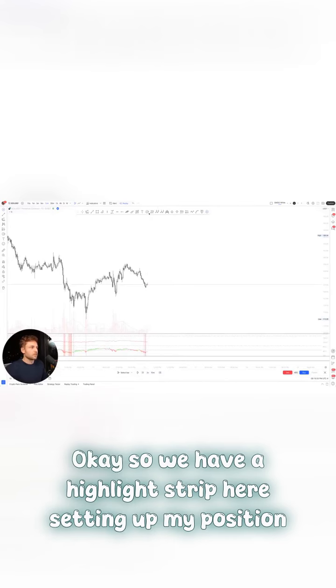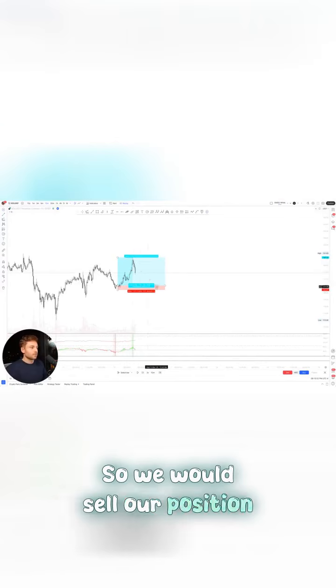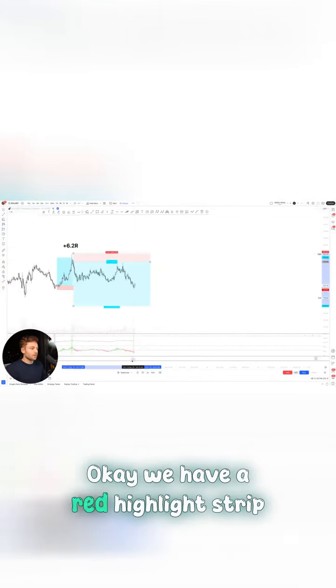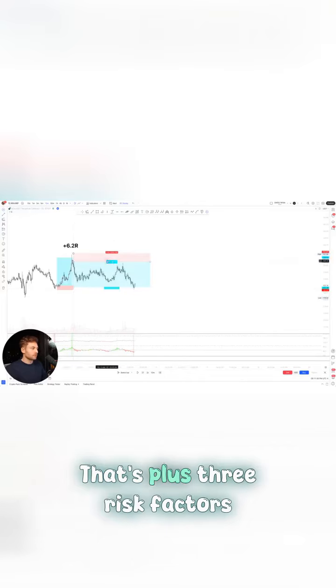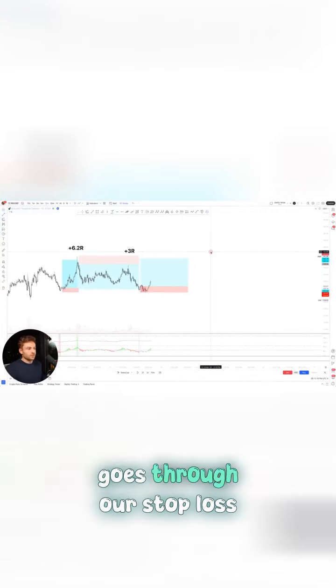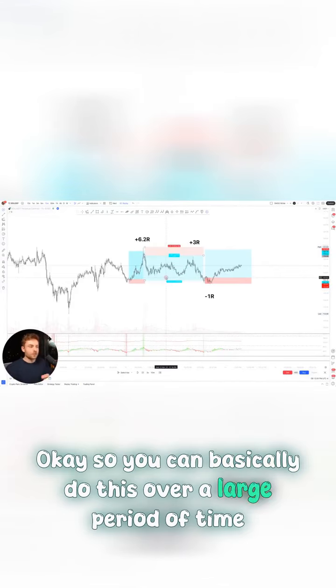Okay, so we have a highlight strip here, setting up my position. Okay, so we have a sell right here. So we would sell our position. We would make plus 6.2R. We would sell in here. Okay, we have a red highlight strip. So we sell. That's plus 3 risk factors. Okay, so we would buy in here. Price comes down, goes through our stop loss. So that's -1R. Okay, so you can basically do this over a large period of time.